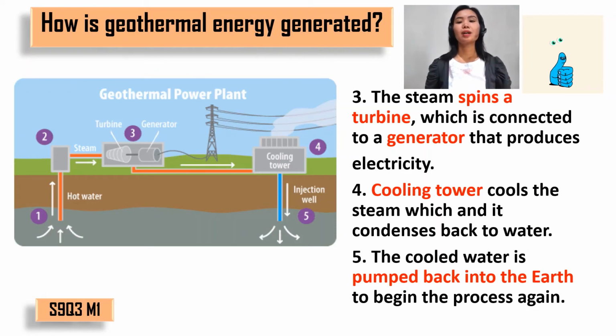Number 4, the cooling tower cools the steam and it condenses back to water. And for number 5, the cooled water is pumped back into the earth to begin the process again.